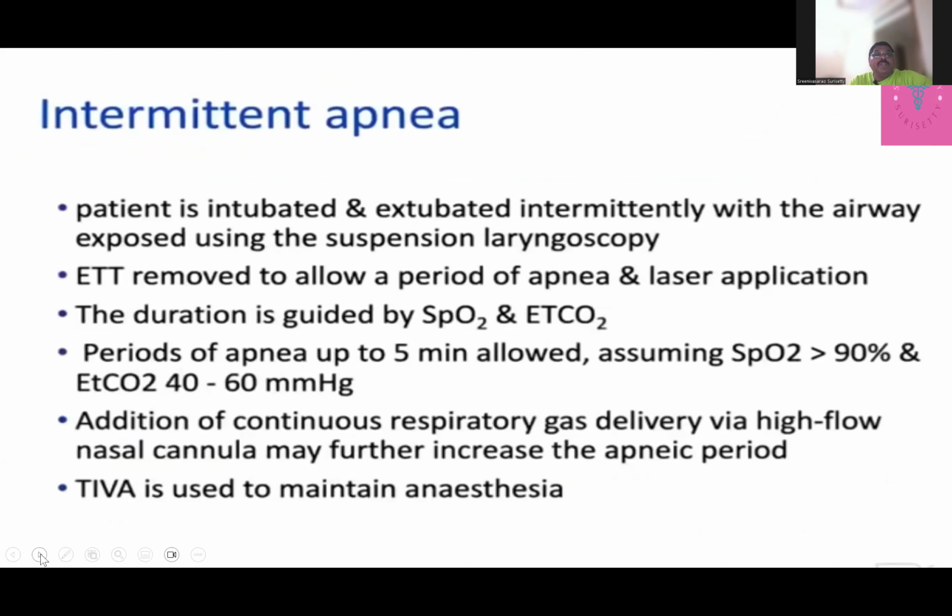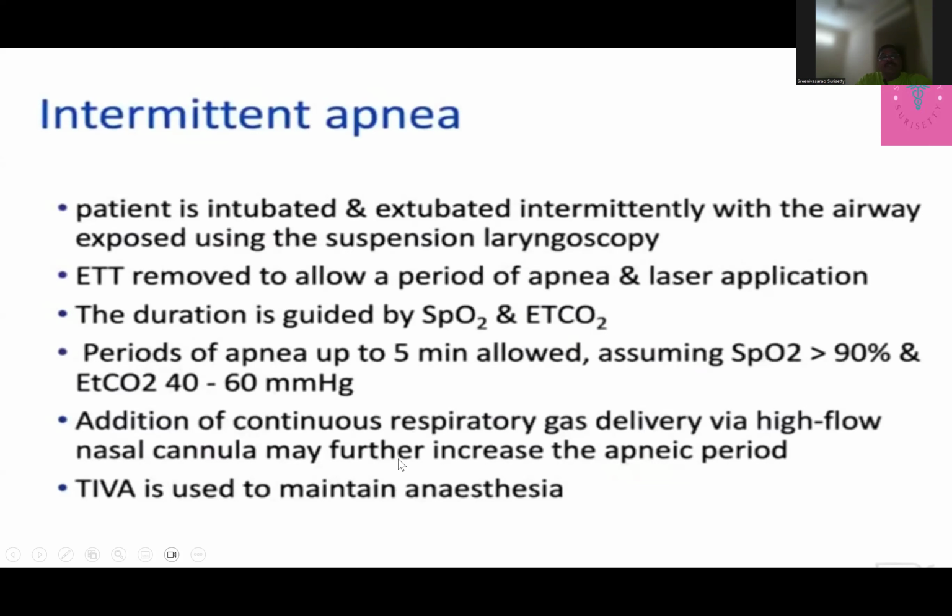In intermittent apnea, the patient is intubated and extubated intermittently with the airway exposed using suspension laryngoscopy. The endotracheal tube is removed to allow for a period of apnea and laser application. The duration is guided by the SpO2 and end-tidal carbon dioxide, so we have to monitor the SpO2 and end-tidal carbon dioxide regularly. The period of apnea allowed is only up to 5 minutes. The SpO2 should be more than 90%, and EtCO2 40 to 60 mm Hg.